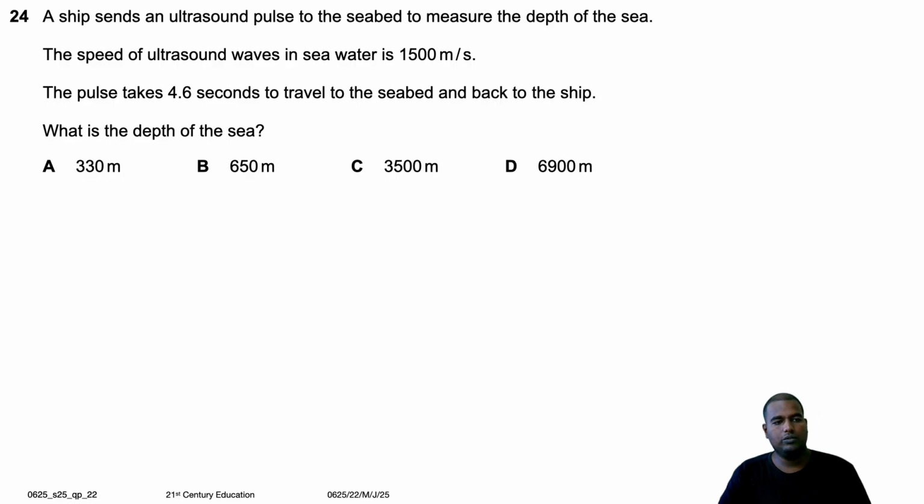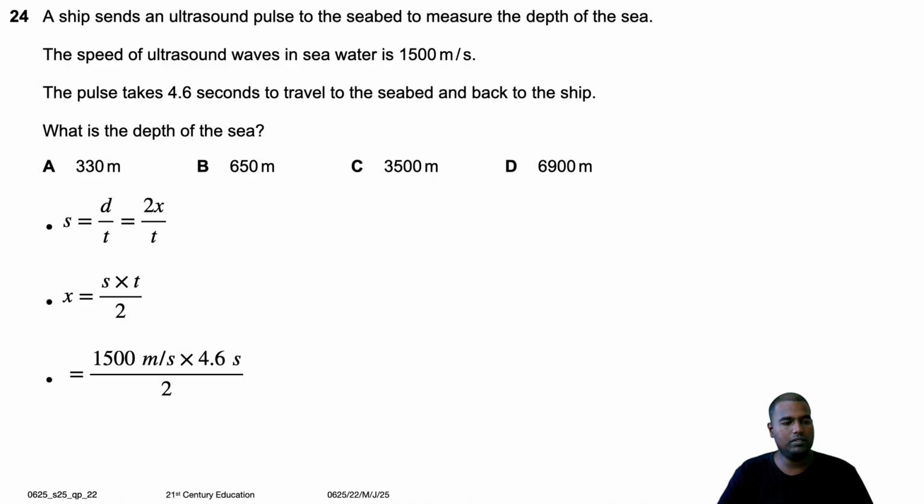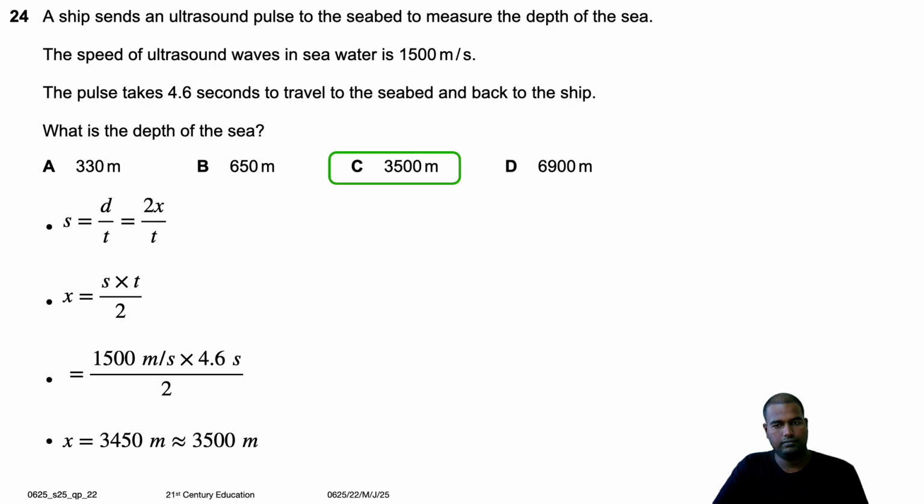So we know that speed is distance by time, but in this case, distance is twice because it has to go to the seabed, get reflected and come back to the original position. So it's 2x by t. If we rewrite this equation for x, then we get speed times time divided by 2. So 1500 multiplied by 4.6 divided by 2. 3450 meters. Round off to 3500 meters. So C.